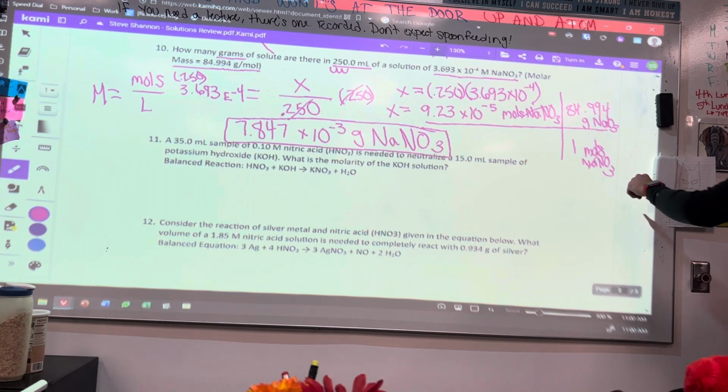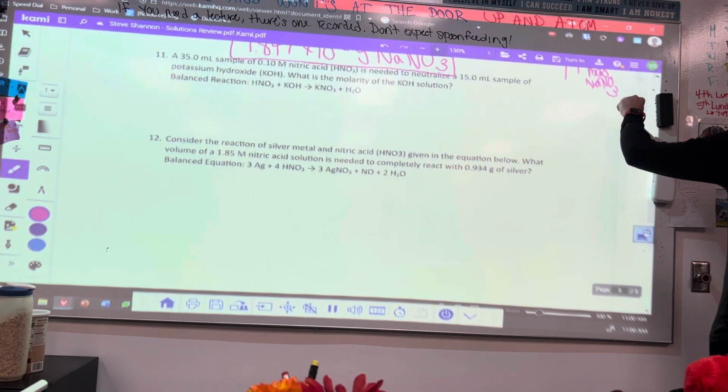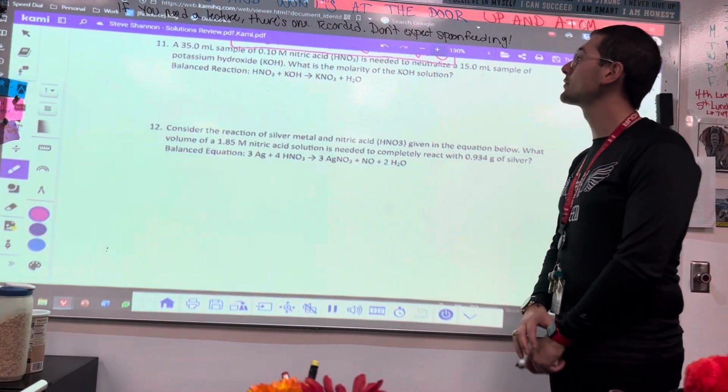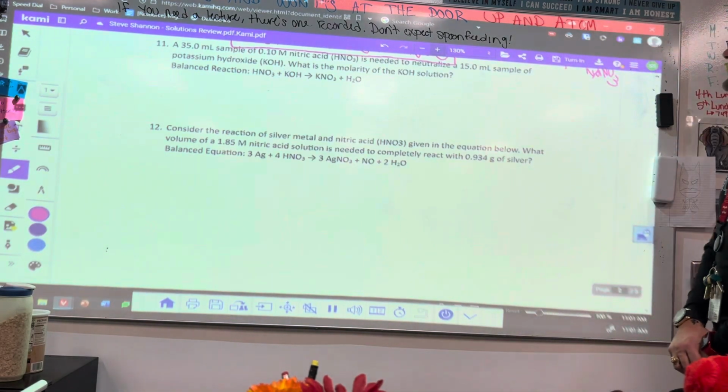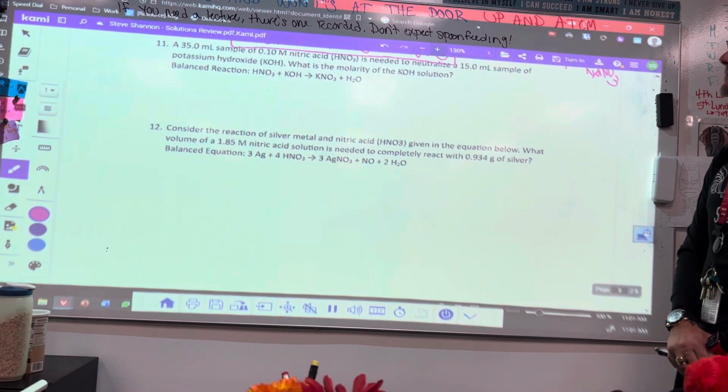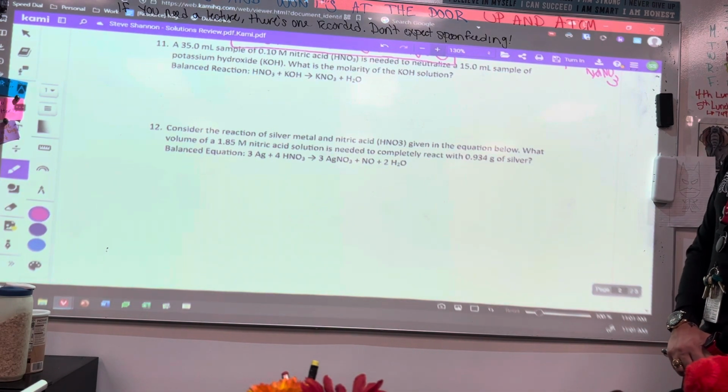Number 11. A 35 milliliter sample of 0.10 nitric acid is needed to neutralize a 15 milliliter sample of potassium hydroxide. What is the molarity of the KOH solution? And here's the balanced reaction.